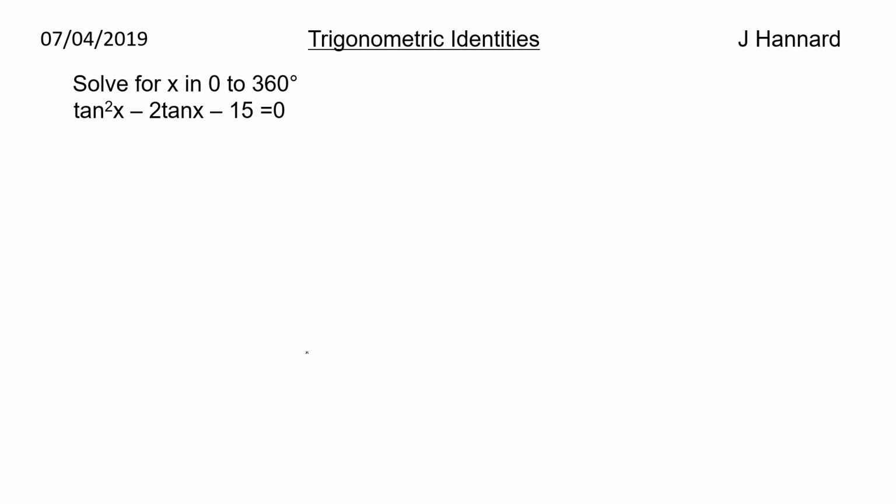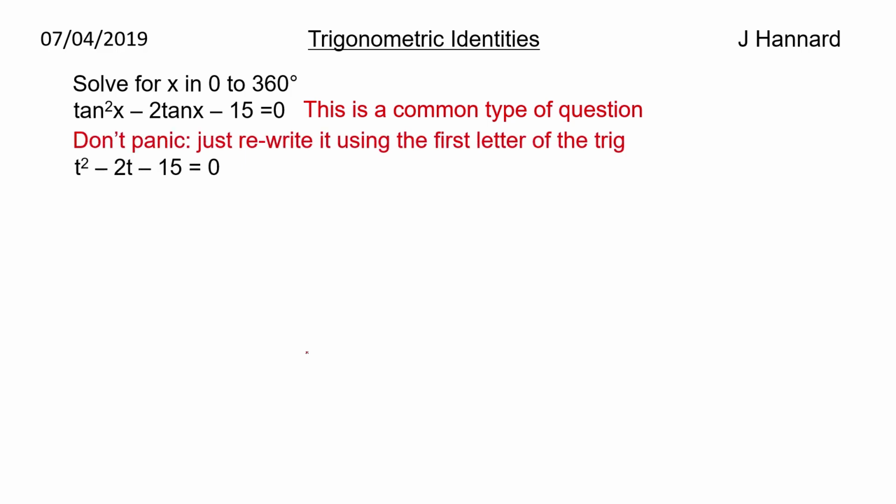So this is the hardest type of question that you can be asked. Well, not quite the hardest, but second hardest, let's say. Solve for x in the range 0 to 360: tan squared x minus 2 tan x minus 15 equals 0. And again, you'll be thinking, what on earth is this? Well, don't panic. Let's just treat it as an equation.